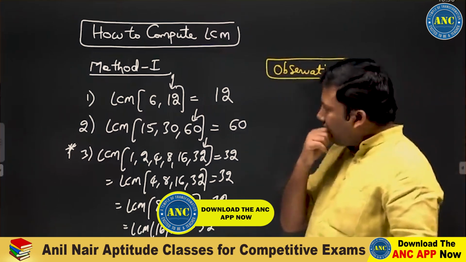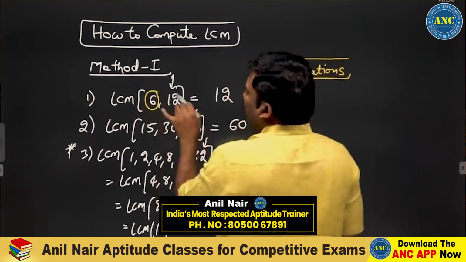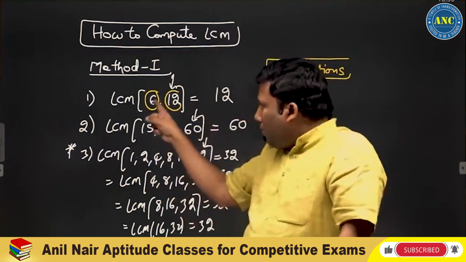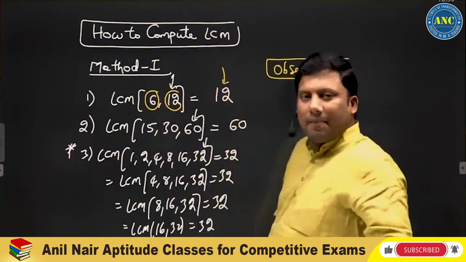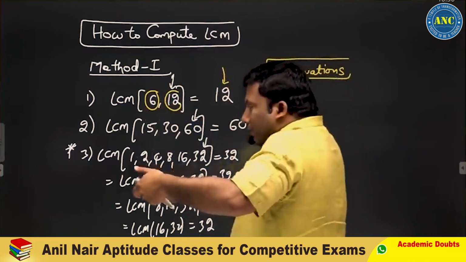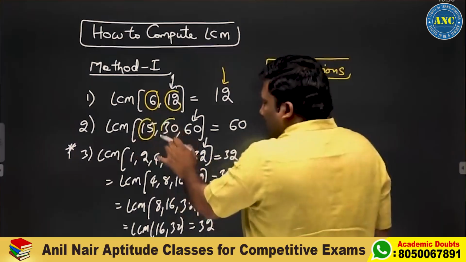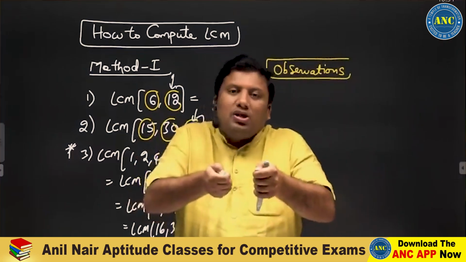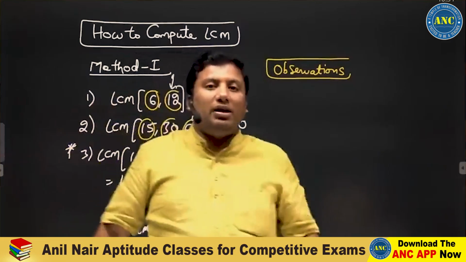Observation. See here, this is a multiple of 6. This is a multiple of 6. Both given inputs are multiples of 6, so the answer is a multiple of 6. All 3 input numbers are multiples of 5, so the answer is a multiple of 5. If the given inputs are all multiples of k, the answer will also be a multiple of k.